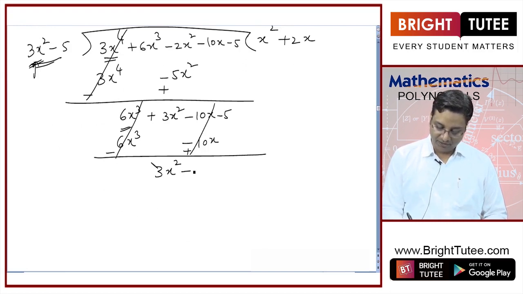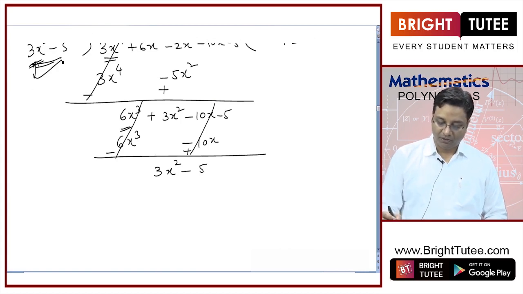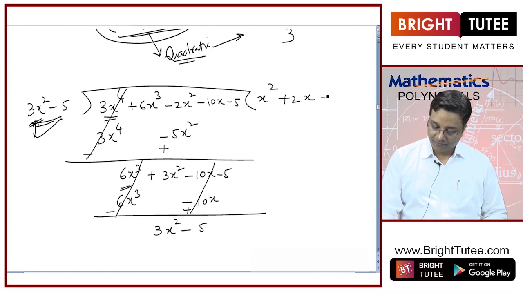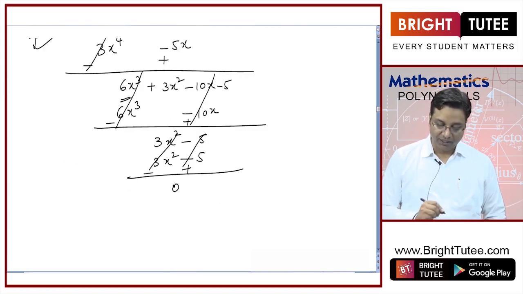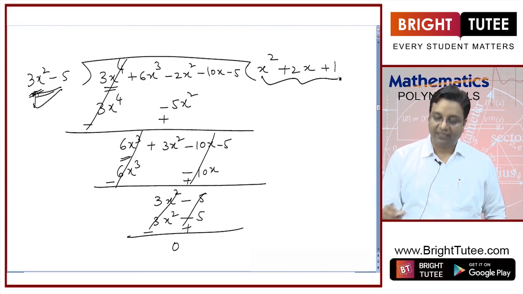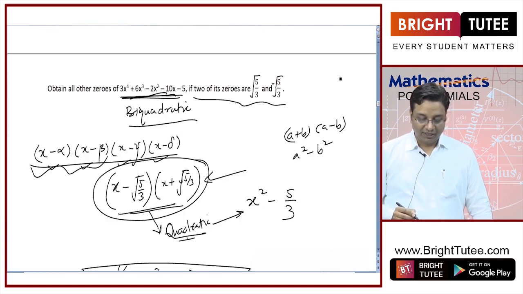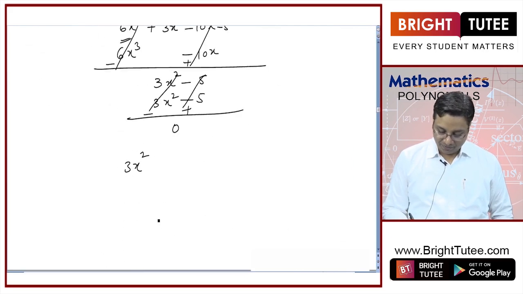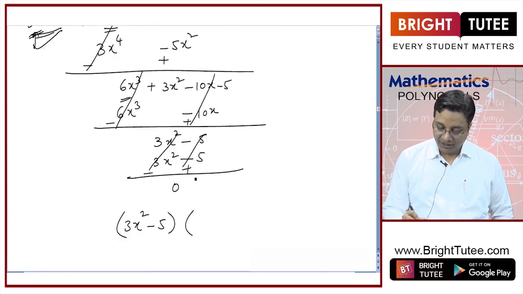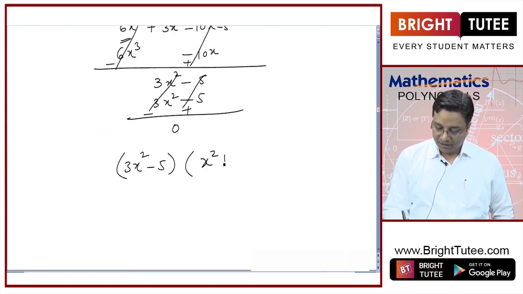So I am left with 3x square minus 5 at this step, right? 3x square minus 5, which is same as this. So I just multiply by 1. 3x square minus 5. So this entire term vanishes and gives me 0 as remainder. So this is my other factor, right? So the biquadratic in question can be written as 3x square minus 5 into x square plus 2x plus 1.